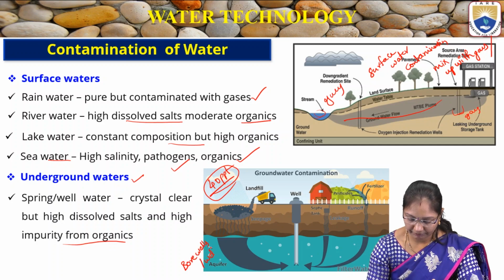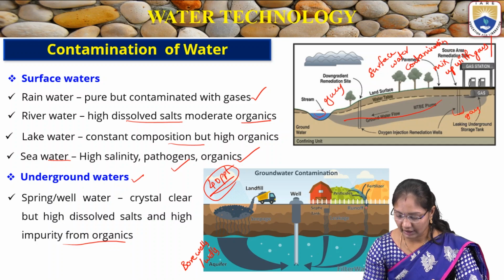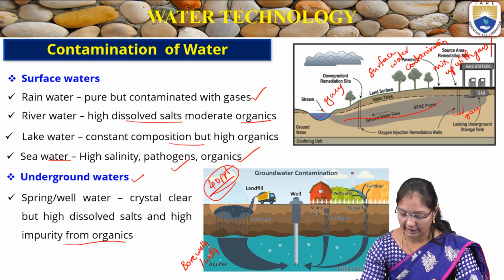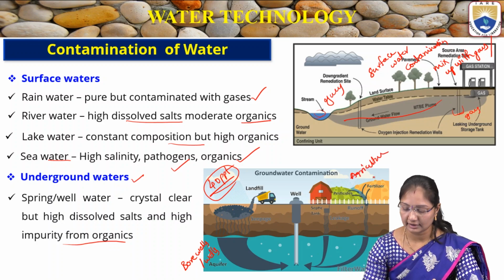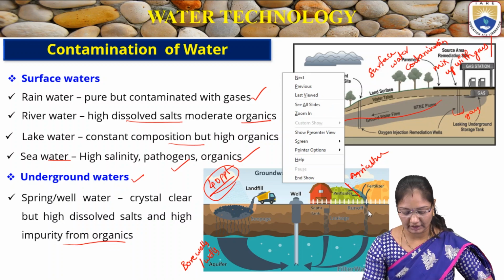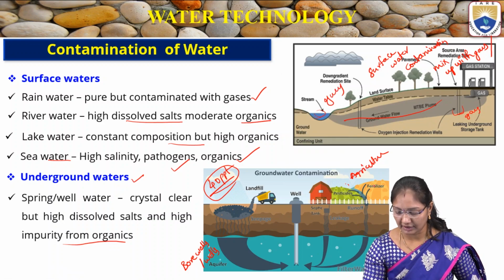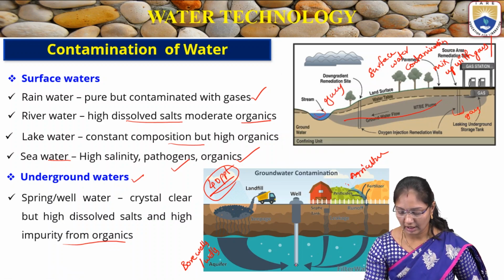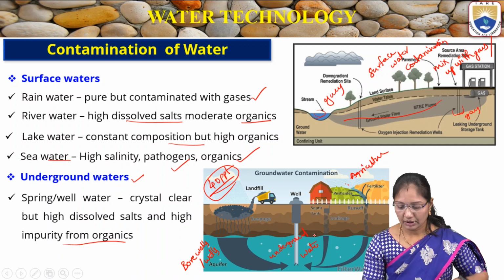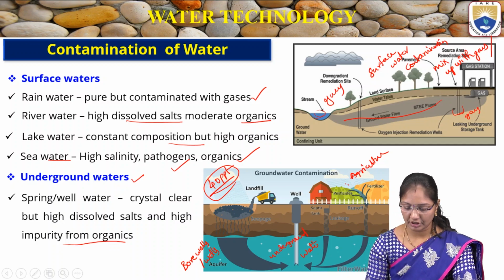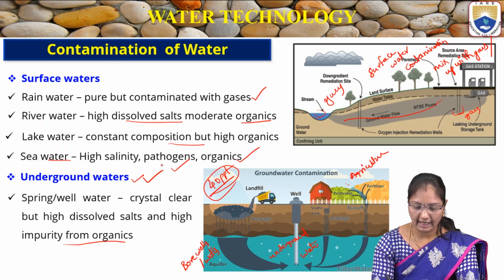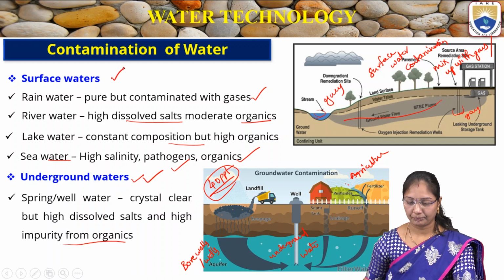what happens? Due to the leakage in the tanks, and runoff from agriculture and farming, we use pesticides and fertilizers. So what happens? The water from the surface gets mixed up with the pesticides and fertilizers and then goes into the underground water. So this is the way of contamination in underground waters and surface waters.